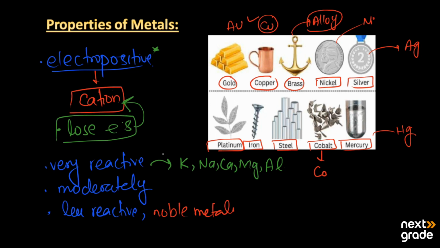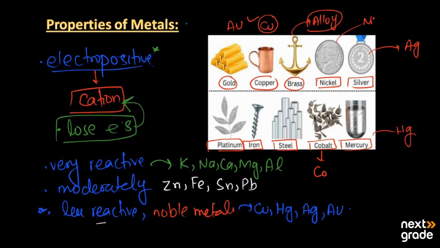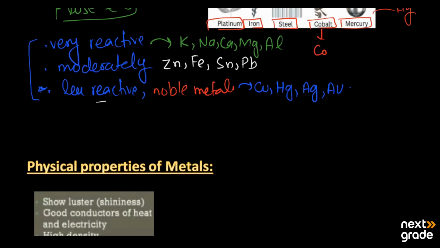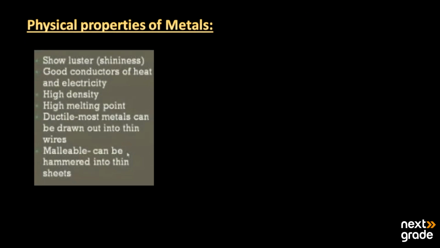Moderately reactive metals include zinc, iron, tin, and lead. The least reactive metals are copper, mercury, silver, and gold. So, according to reactivity, metals have been categorized into three basic categories: very reactive, moderately reactive, and less reactive. Now, here we have the physical properties of metals.